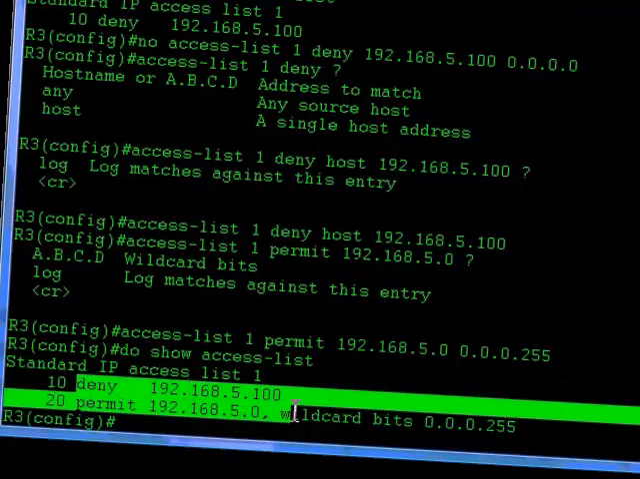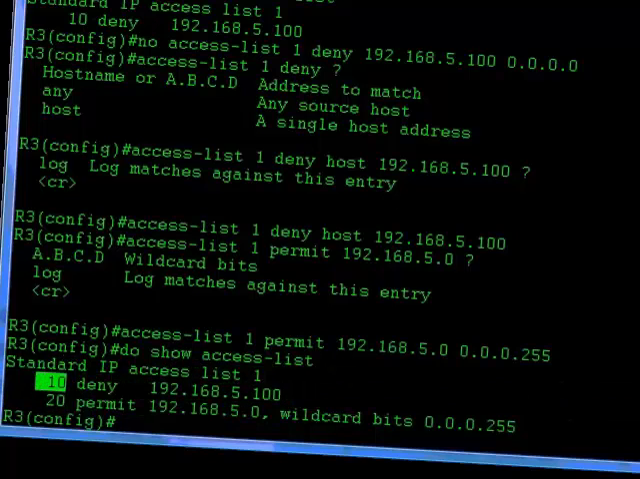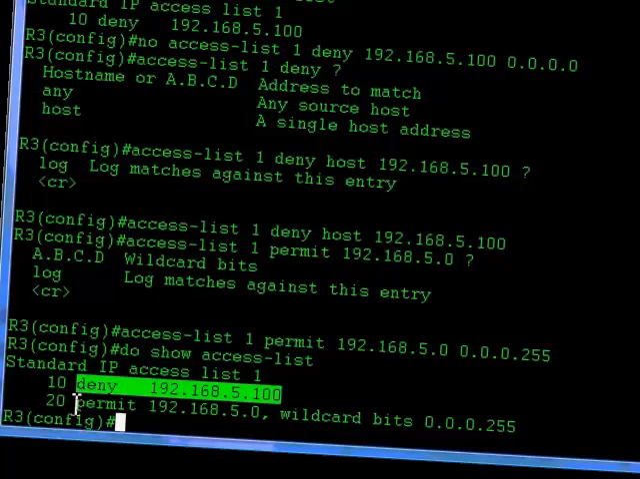the first line is deny, the second line is permit. Those leading numbers are just entry line numbers. So what we have here is a very basic standard access list. 2 lines, line 10 and line 20.